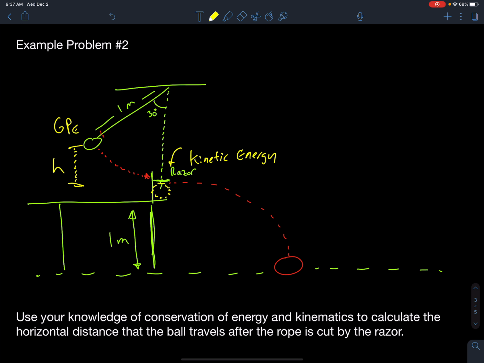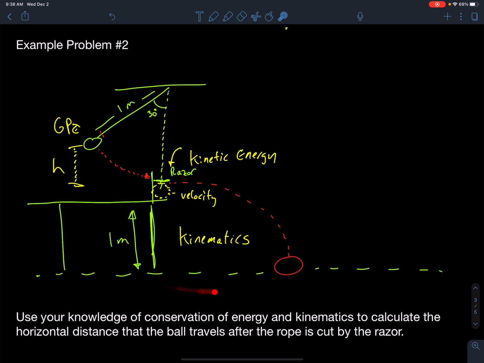Okay, right at that point, all that gravitational potential energy that ball has up here is going to be converted into kinetic energy. And then that kinetic energy is going to have velocity. At this part of the problem, we've seen this before. When we launch a ball horizontally off of a 1 meter table and it falls to the ground, we can use kinematics. So at the bottom part here, I can use my kinematics equations for projectile motion to solve this.